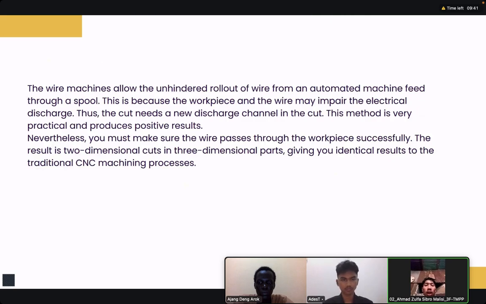The wire machines allow the unhindered rollout of wire from the automated machine fed through a spool. This is because debris between the workpiece and the wire may impair the electrical discharge. Thus, the cut needs a new discharge channel. This method is very practical and produces positive results. Nevertheless, you must make sure the wire passes through the workpiece successfully. The result is two-dimensional cuts in three-dimensional parts, giving identical results to the traditional CNC machining process.